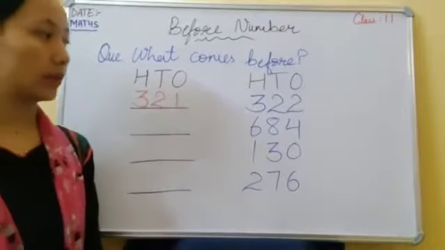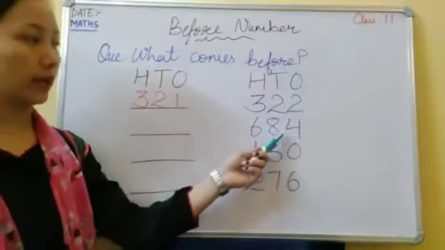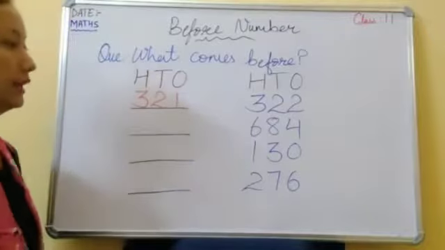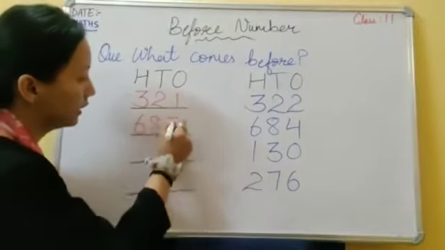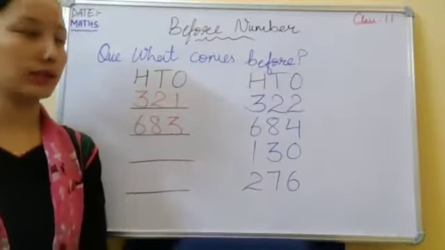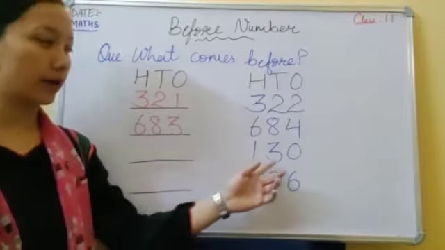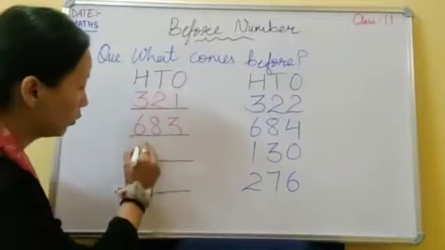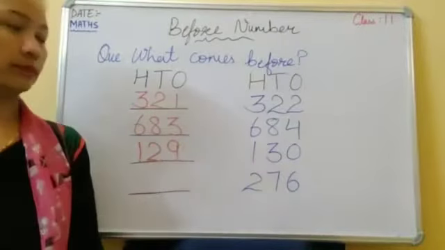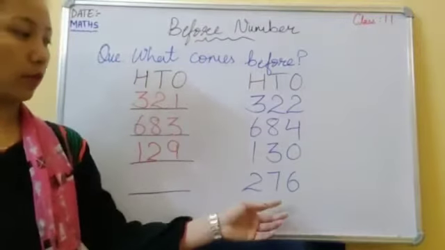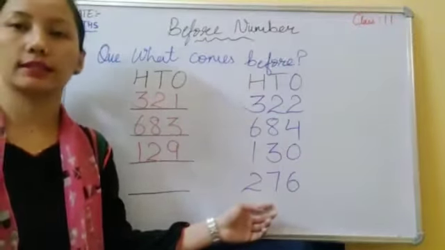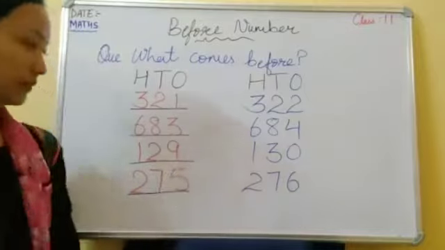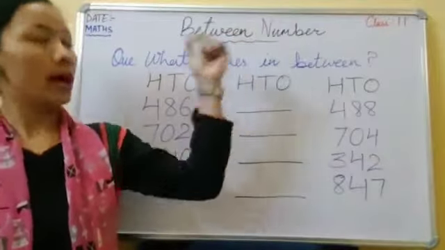Okay. Next, now tell me, what comes before 684? Yes, 683. Right? 683. Okay. Next, now tell me, what comes before 130? Yes, 129. So write 129. Next, now tell me, what comes before 276? Yes, 275. Got it, students?